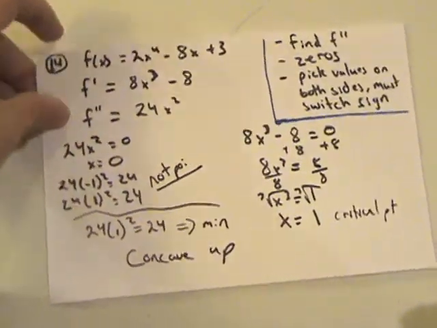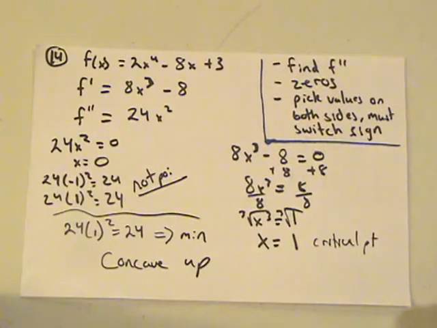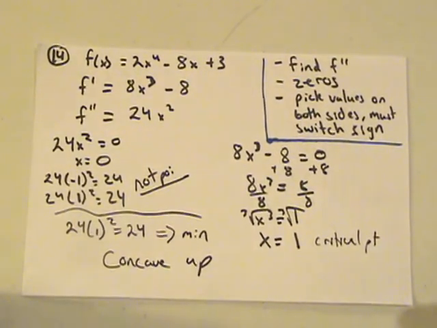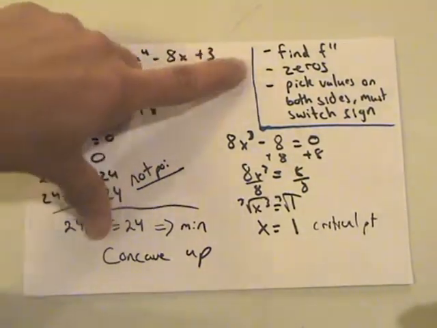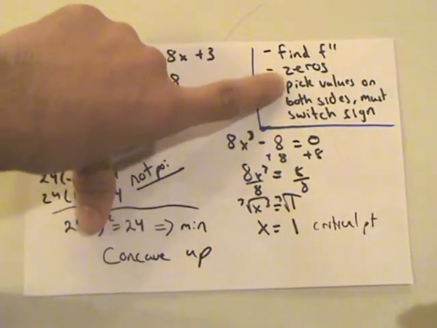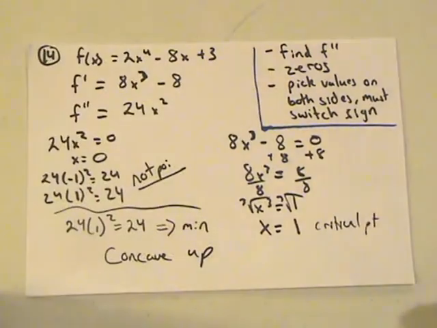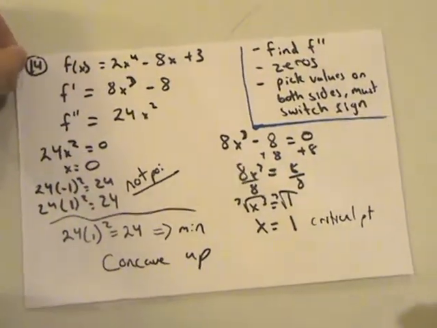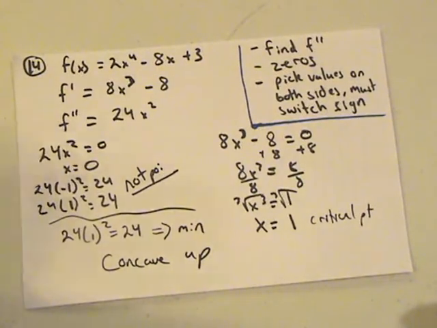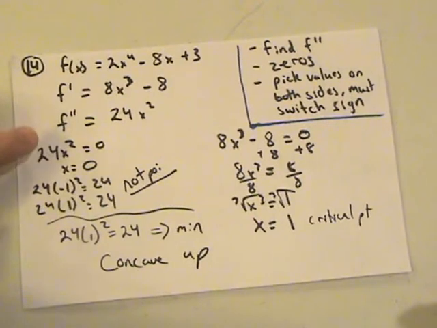What we're trying to do is find the points of inflection and then talk about the concavity. So we find points of inflection by finding the second derivative, finding the zeros, and then picking values on each side to make sure that it's actually switching sign. So we find both of them because we're also going to have to talk about the concavity.